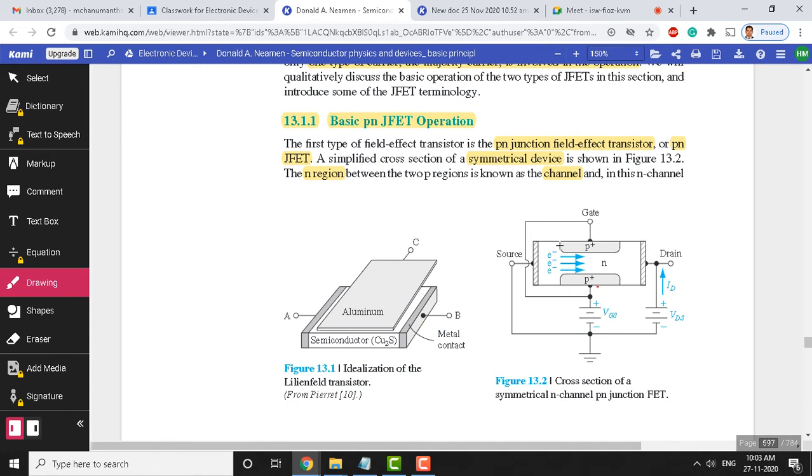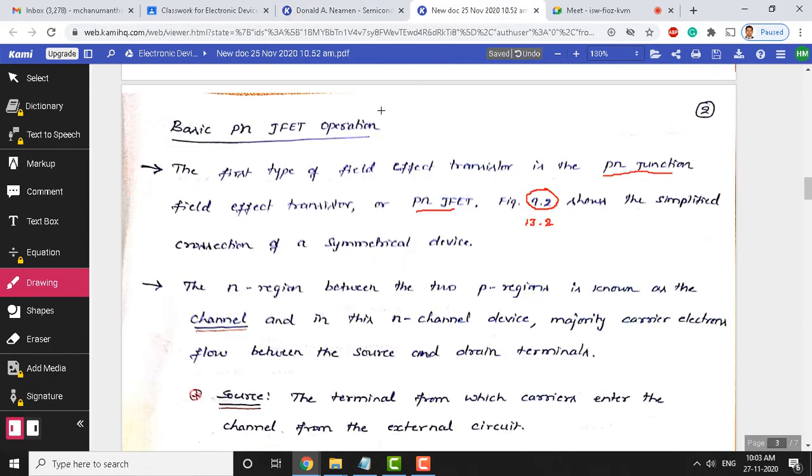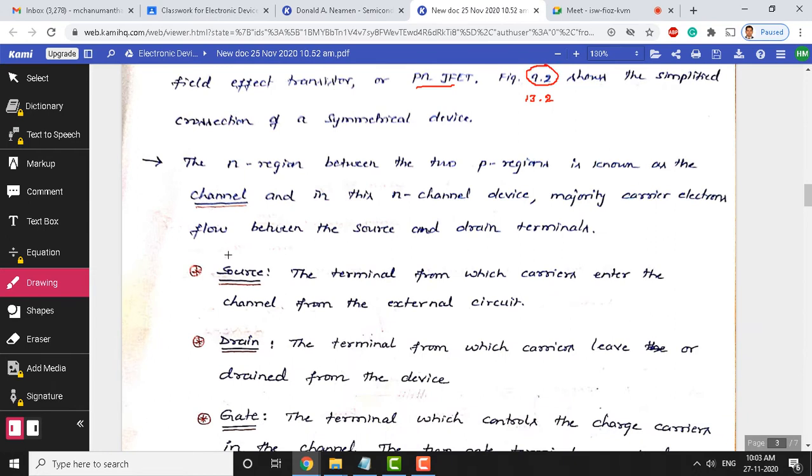Because the regions here, you can see the upper P plus and the bottom P plus, are of equal doping. And there is a channel in between. That is why it is called a symmetrical device. We are defining four things here. One is the channel, what we mean by channel. The second is the source terminal of a JFET, and this is applicable even for a MOSFET. For all FETs these terminals are common. Then we define the drain, and finally the gate. Look at these definitions now.